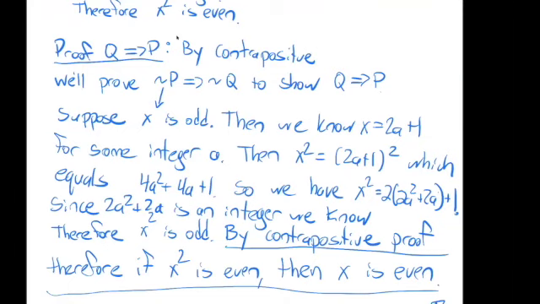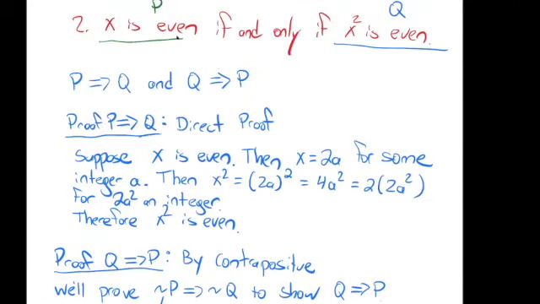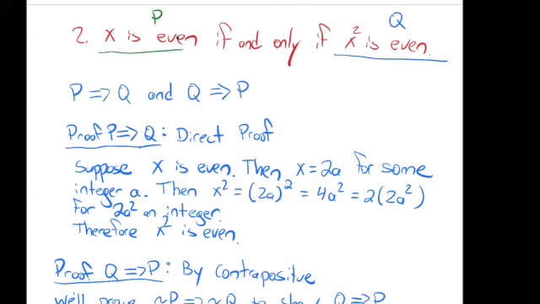Wait. I'm confused by the contrapositive proof part where we explained it on the last one because we said therefore if x squared is even then x is even. How did we get that, because we're proving that if x is odd then x squared is odd. I think I'm just confusing myself because we didn't finish it.